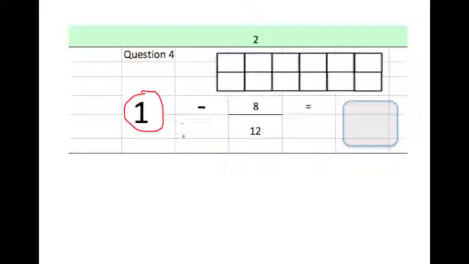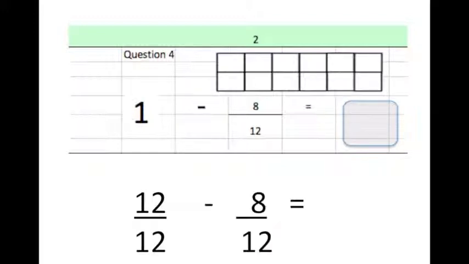Well, if I cut something into twelfths and then eat all of them, I've eaten 12 twelfths. So the 1 can be written as 12 twelfths, and any fraction that has the same numerator and denominator is a whole one. So now we can continue. So 12 twelfths, take away 8 twelfths, what does that equal?